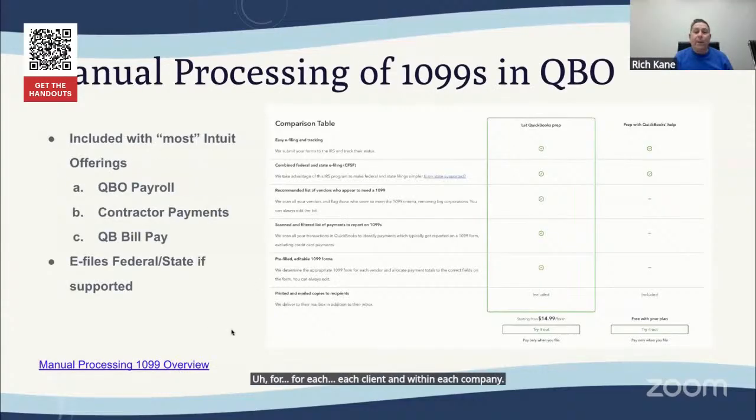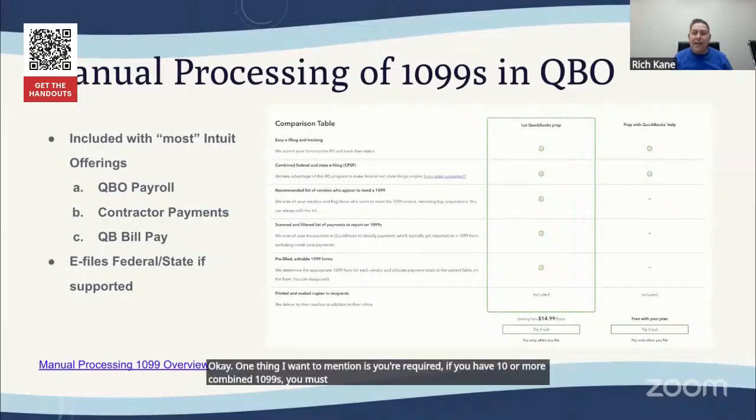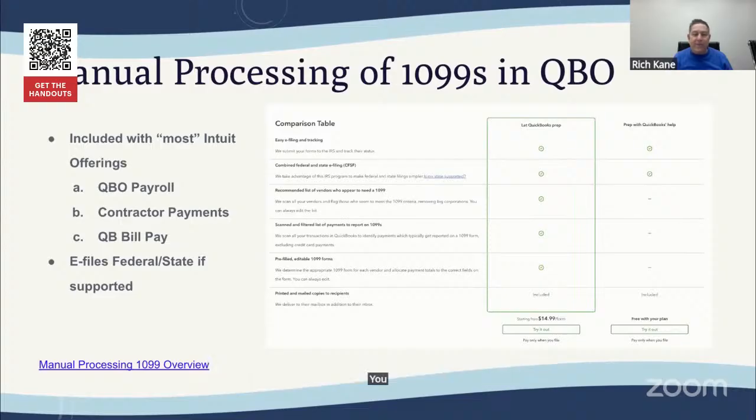Okay. One thing I want to mention is you're required, if you have 10 or more combined 1099s, you must issue that electronically. You cannot do paper if there's 10 or more. So this would be perfect.